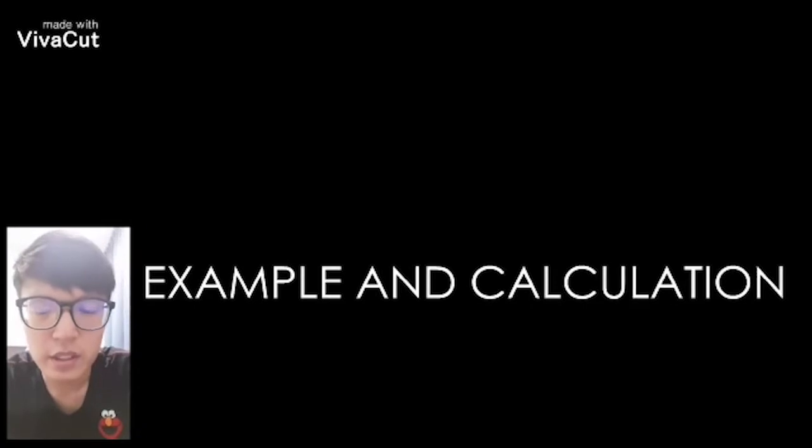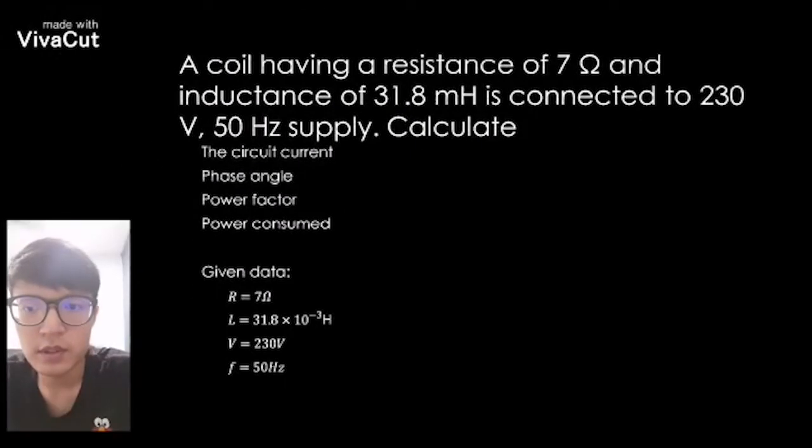My part is the example and calculation. An example is given and I will show the solution. The example is a coil having a resistance of 7 ohm and inductance of 31.8 mH connected to a 230 volt 50 Hz supply. Calculate the circuit current, phase angle, power factor and power consumed.